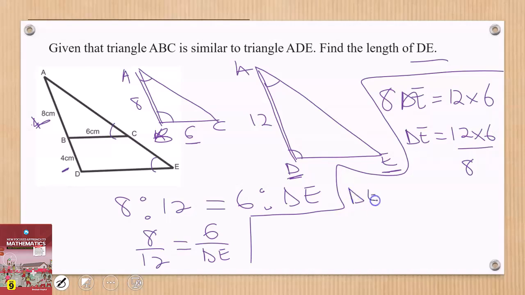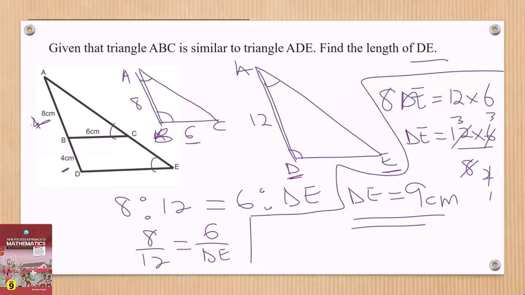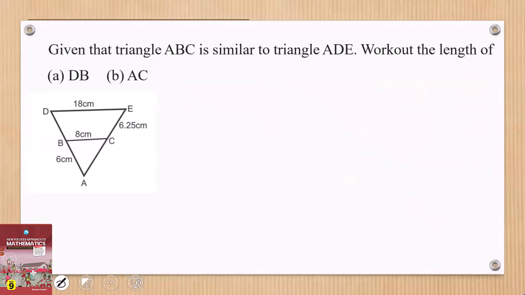So DE will be equal to, at least I can say 4 can divide here as 2 and 4 can divide here as 3. 2 can divide here as 1 and 2 can divide here as 3 as well. So then our DE becomes 9 centimeters. That becomes the solution to this question. All right, let's take the last example to this section.